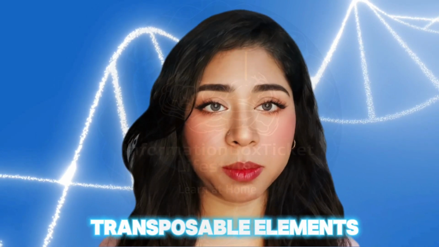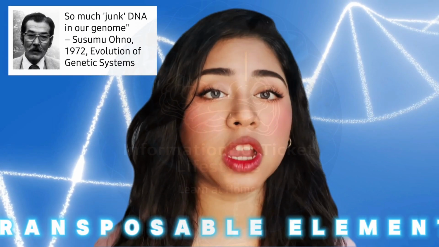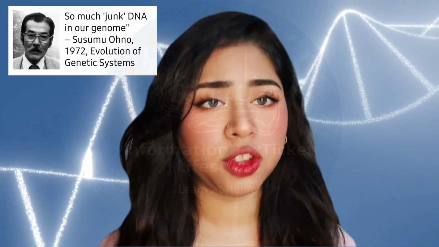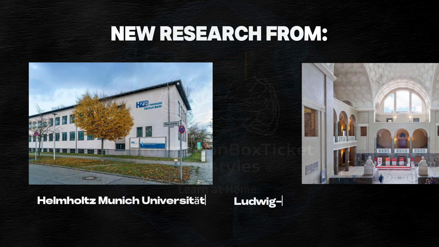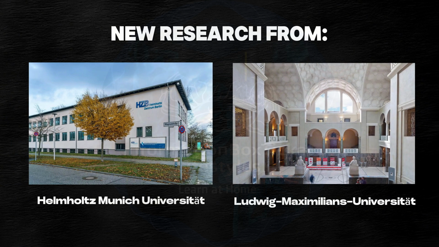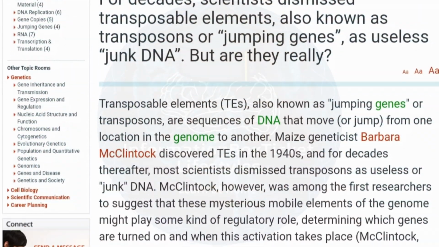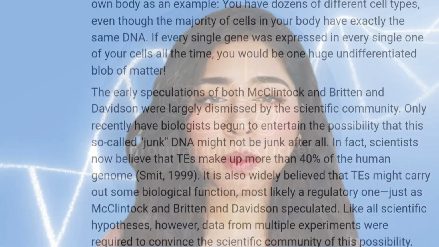First, let's understand what we are talking about. Did you know that over half of our genome is made up of ancient viral DNA? These fragments, known as transposable elements, were once dismissed as junk DNA or the dark side of the genome. But new research from Helmholtz Munich and Ludwig Maximilian University has flipped the narrative. These elements are anything but useless. They are a crucial player in the earliest moments of life.